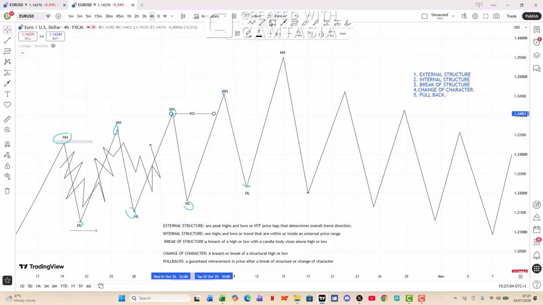All right, so this is a break of structure. Okay, this is a break of structure. This is also a break of structure.